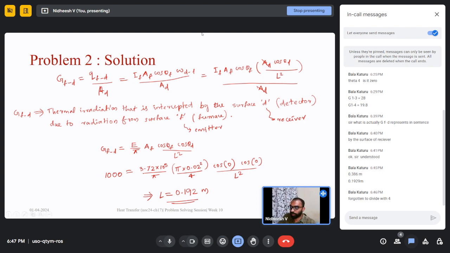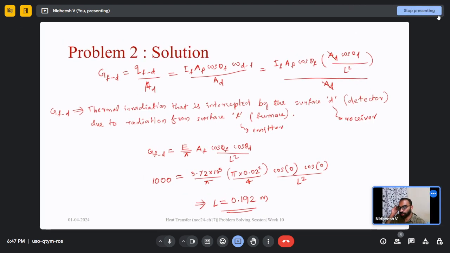Take a minute to go through the solution and let me know if the solution part was clear.